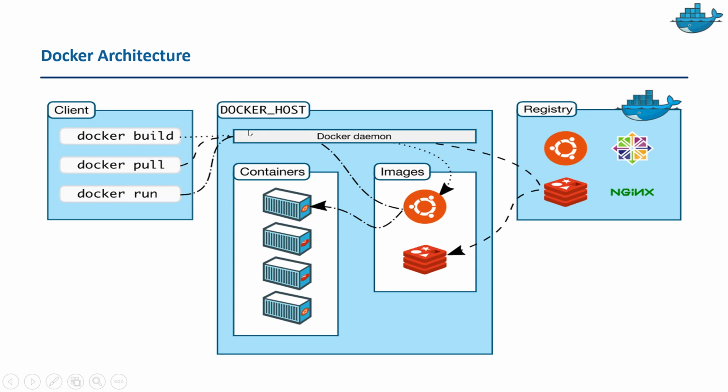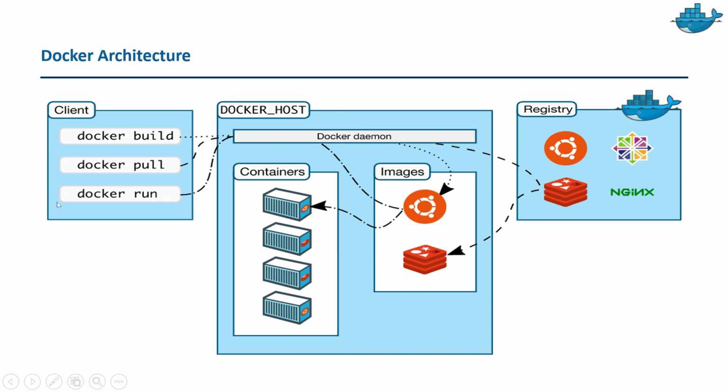The second one is docker pull, which is a request to the Docker daemon. The Docker daemon identifies it and sends the request to the registry, like your own registry or Docker Hub, pulls the mentioned image from the registry, brings it into the Docker host, and then it will be utilized.